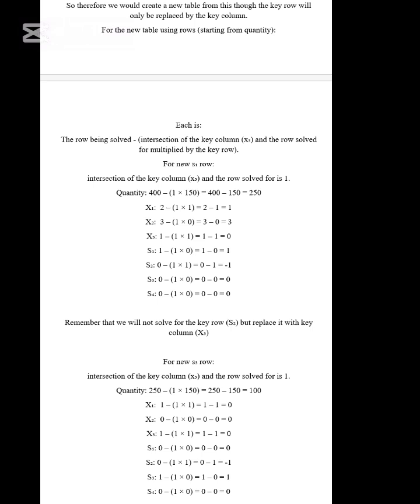Now, from the way I even showed it before, you would see how to get the key row, checking all the rows, saying the one with the highest positive value is the key column, and the key row is the one with, when you divide the quantity column by it, the lowest smallest positive number. And then you can see the key number is the one where both of them meet, which is 1.